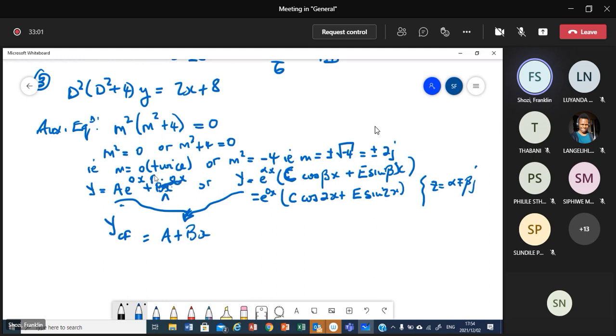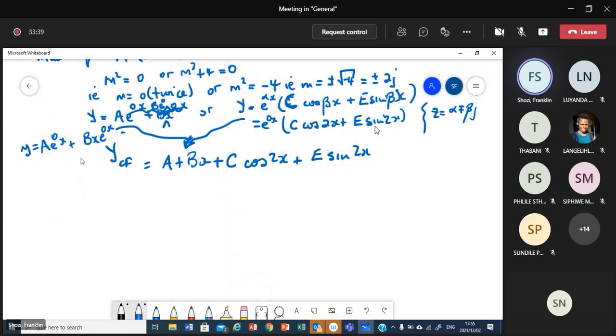Sorry, let me write it like B e to the power 0x. So there is x. Sorry, I'll squeeze it here. y is A e to the power 0x plus B x e to the power 0x. So if I work that thing out here, it's A plus Bx plus that one will be 0, C cos 2x plus D sine 2x. Please bear with me now. But this is the y CF, the first part of it.